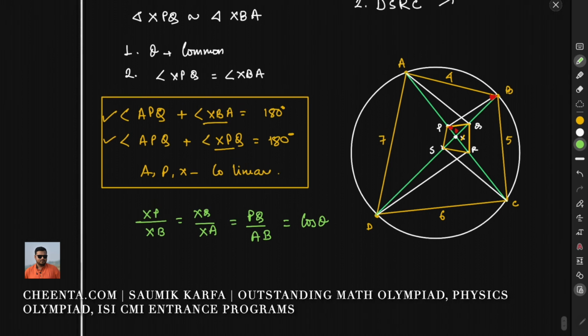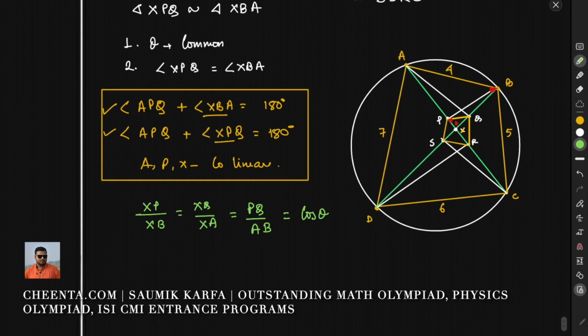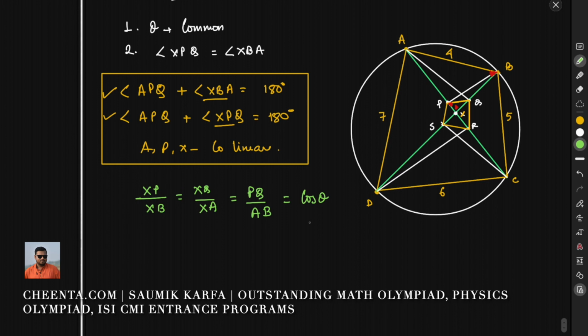Remember that we have taken the angle PXQ to be theta. Let me write it. Angle PXQ is equal to theta. That is taken as theta. It may not be visible in the diagram properly. So that is taken as theta. Now why is that true?